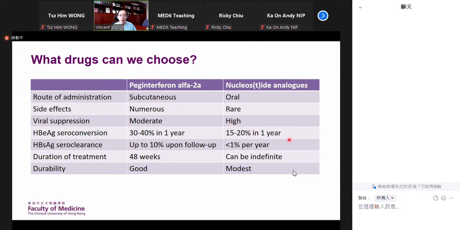However, because the oral drugs only suppress viral replication, they don't have immunomodulatory effect, and therefore in 1 year, only 15 to 20% of individuals can have E antigen seroconversion, and by 5 years, only 50% can do that. And the surface antigen seroclearance rate will be very low, less than 1% per year. Therefore, the treatment may be indefinite and the durability is modest. In fact, more than half of the patients would have a relapse of the disease after cessation of oral drugs.